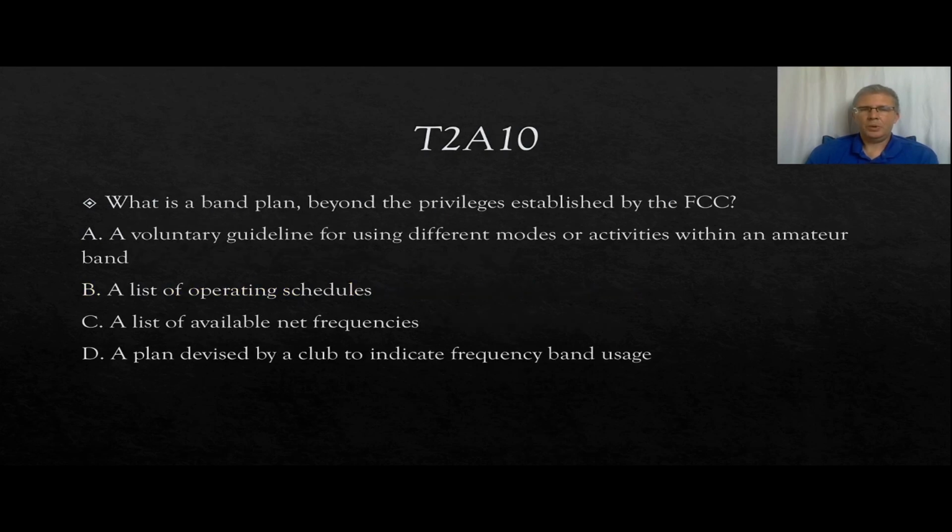Number 10. What is a band plan beyond the privileges established by the FCC? A, a voluntary guideline for using different modes or activities within an amateur band. B, a list of operating schedules. C, a list of available net frequencies. Or D, a plan devised by a club to indicate frequency band usage. And the correct answer is A, a voluntary guideline for using different modes or activities within an amateur band.